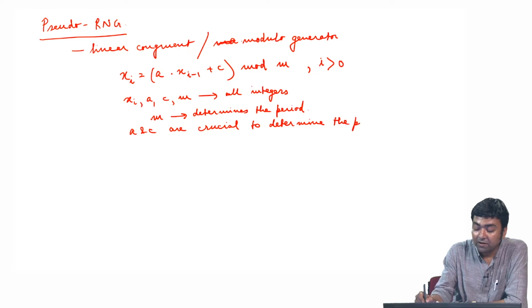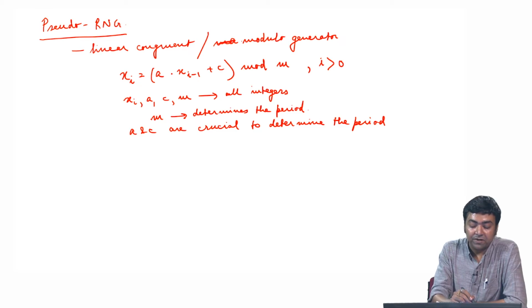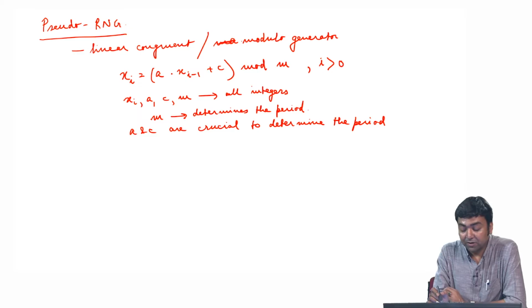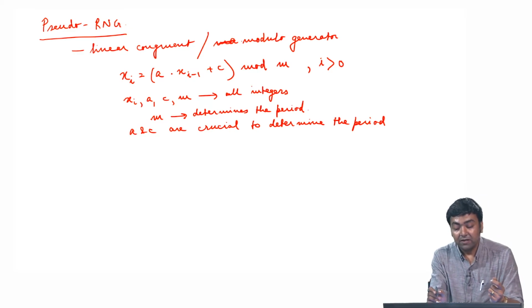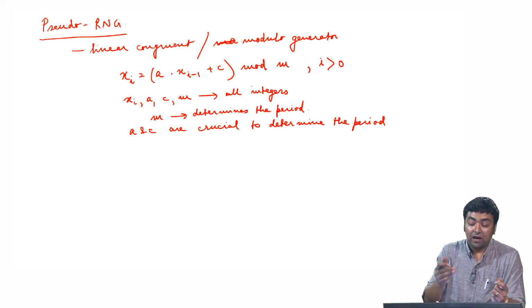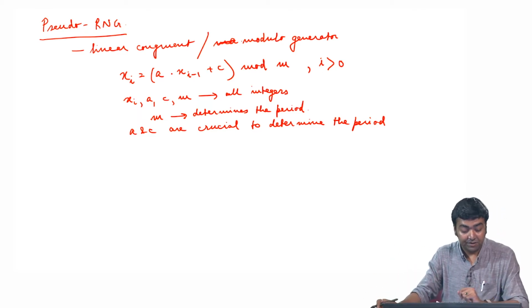What I mean is that having a large value of m with an improper value of a and c will not guarantee you a set of numbers which you can call random. What I mean is the period of the random number. By the period I mean, suppose I generate a random number at i, then after how many more numbers will I get back the same number or the same series.